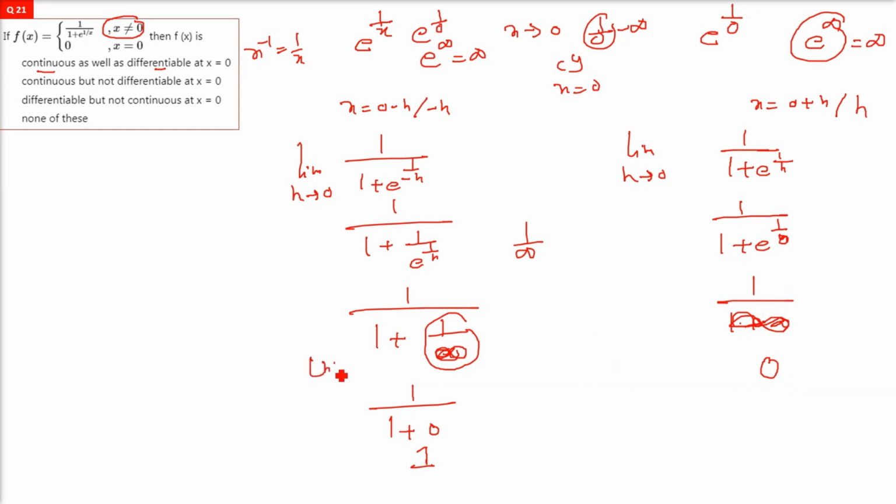So the left hand limit is 1, the right hand limit is 0. They are not matching. So the function is not continuous at x equals 0. When there is no continuity, there cannot be any differentiability. Alright. So discontinuity does not correspond to differentiability.